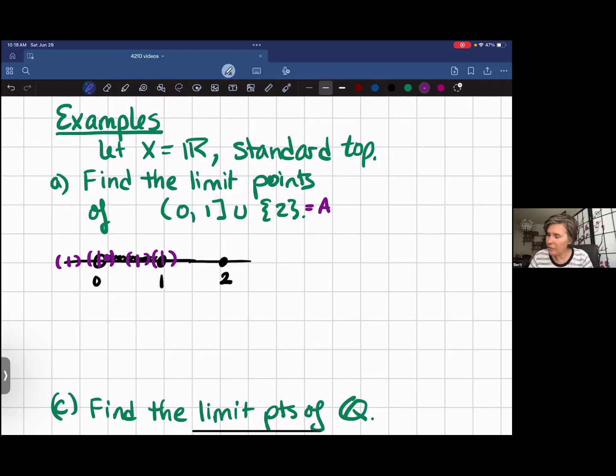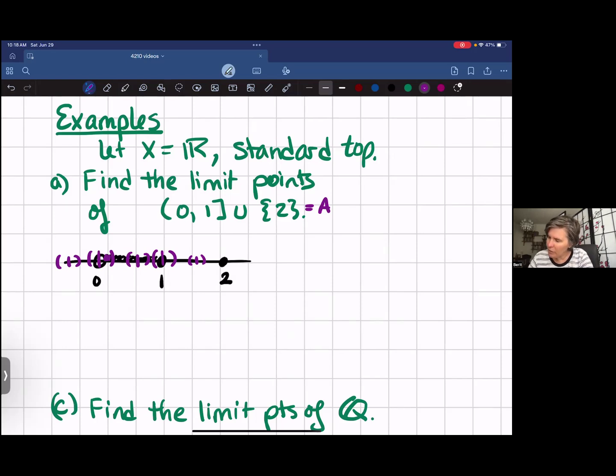Yeah, because the open interval that contains 1 will have some numbers below 1, and those numbers are all in A. Okay, between 1 and 2, I think we can believe that I can draw an open interval that avoids A, and so therefore that's not a limit point. Now, what about 2 itself?